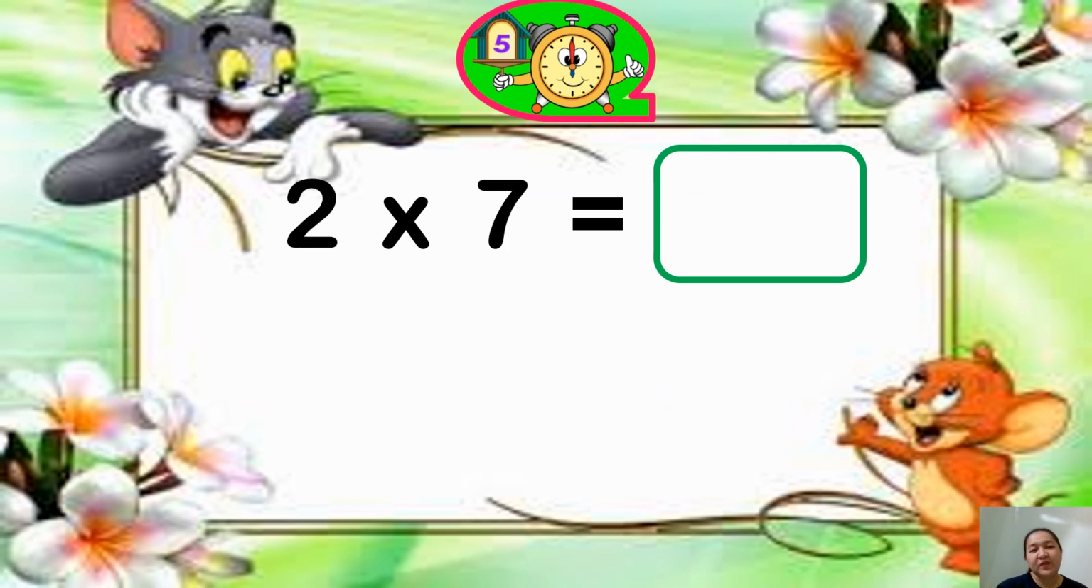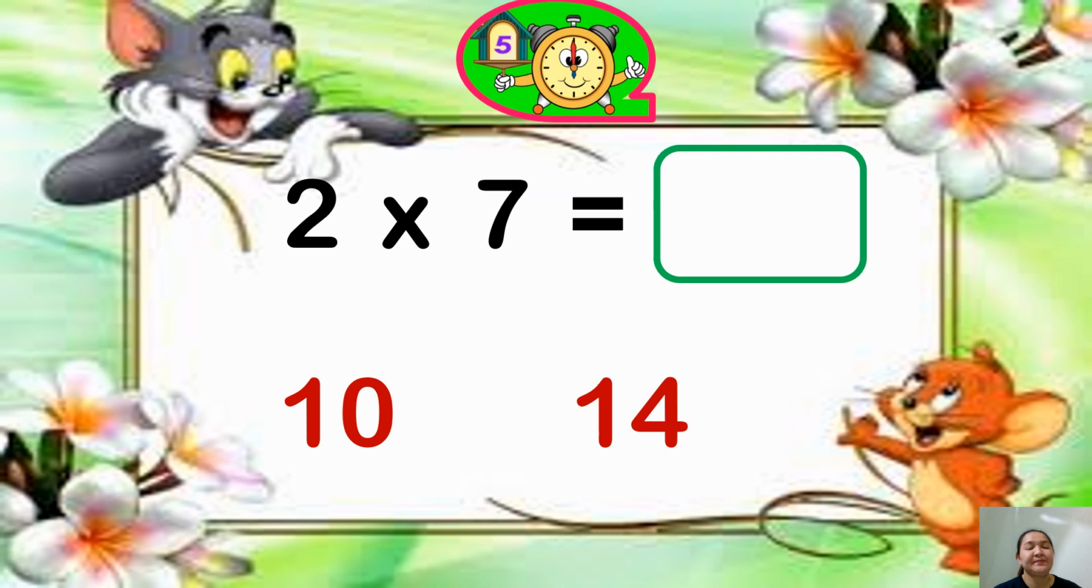Next question. 2 times 7 is 10 or 14. What's your answer? 2 multiplied by 7 is 14.